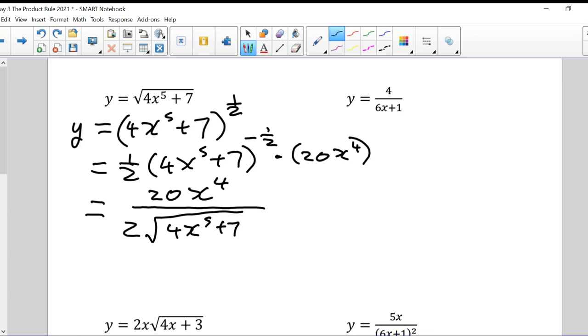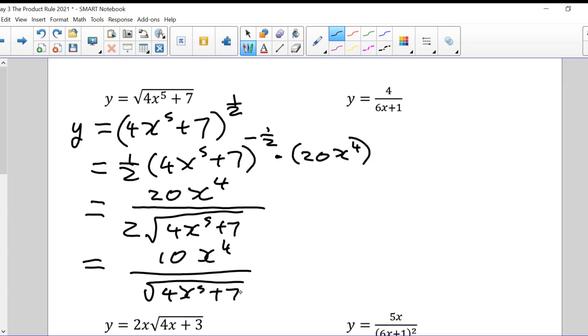All right? Which, by the way, I can reduce down because the 20 and the 2 are reduced down to 10. So it really should be this. 10x to the power of 4 over the square root of 4x to the power of 5 plus 7. Okay, who have I lost? Is there anybody who isn't sure of what I just did there?